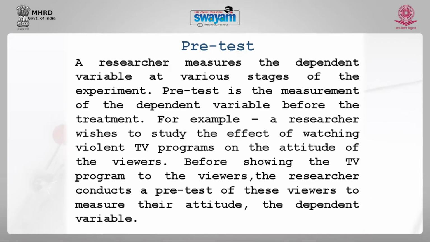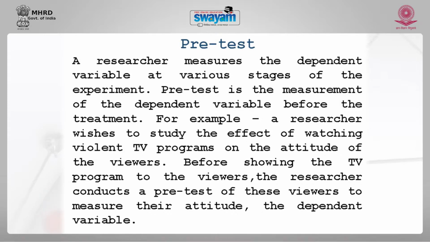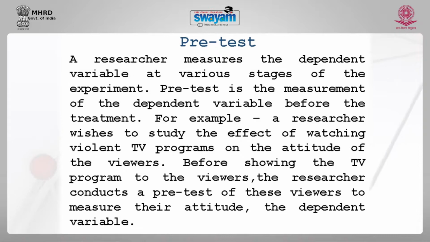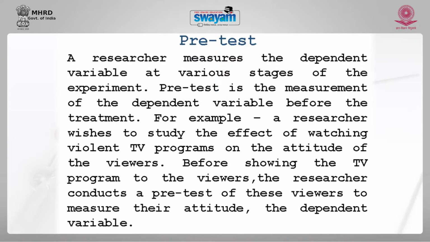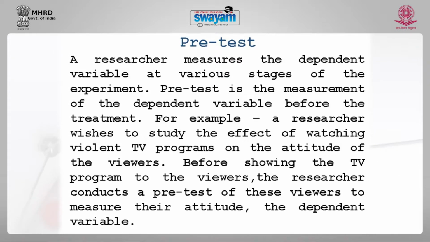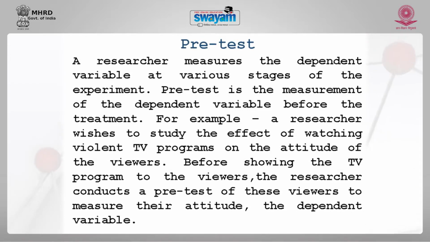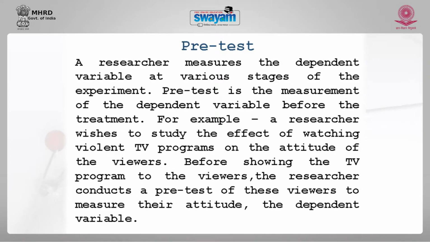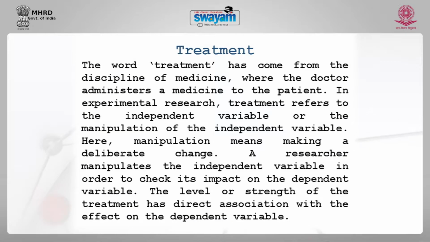What is a pretest? A researcher measures the dependent variable at various stages of the experiment. Pretest is the measurement of the dependent variable before the treatment. For example, a researcher wishes to study the effects of watching violent television programs on the attitude of the viewers. Before showing the TV program to the viewers, the researcher conducts a pretest of these viewers to measure their attitude, the dependent variable.